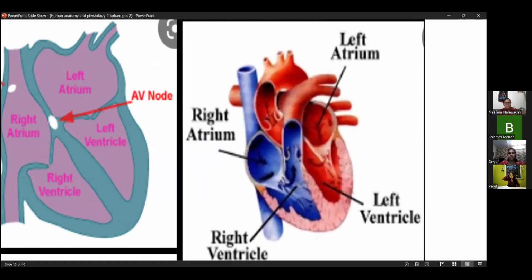Upper 2 chambers are called the right atrium, the right-sided chamber, and the left-sided is called left atrium or auricle. Then below right atrium, there is right ventricle. And below left atrium, there is left ventricle. So heart contains 4 chambers. There are 4 chambers, you can see. Now, in the right side, right atrium and right ventricle contain deoxygenated blood always.